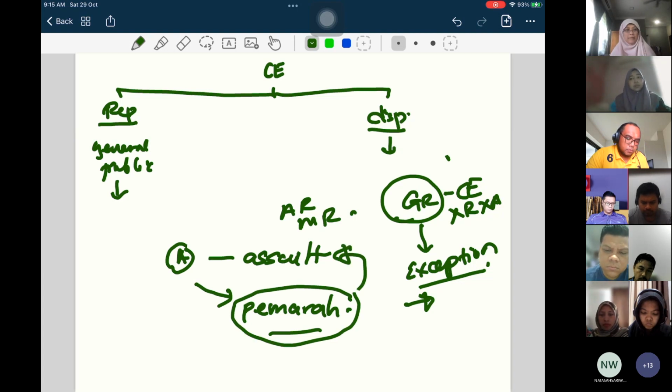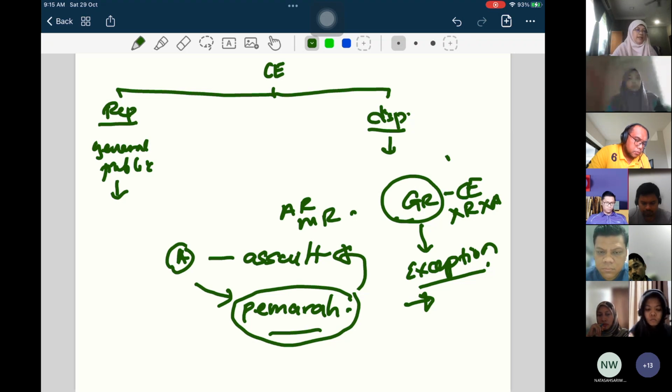As a general rule, you tak boleh. Yang orang yang pemarah tak semestinya lakukan kesalahan. Yeah, so that's the idea. Okay, so that will be number one. So now number two, right?